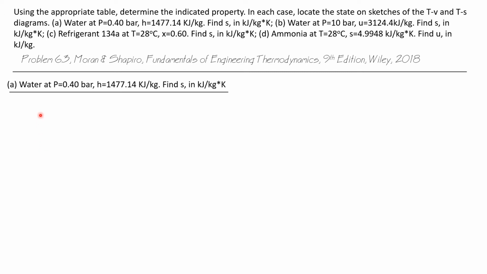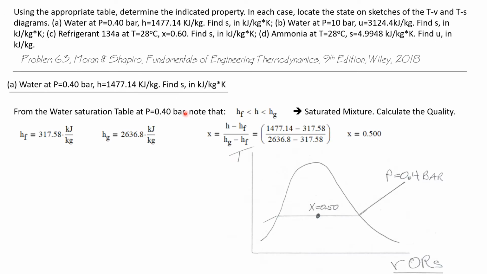Let's look at the first one. This will be water at a pressure of 0.4 bar. It has an enthalpy of 1477.14 kilojoules per kilogram. And we're asked to find the specific entropy in kilojoules per kilogram K. So as always, when we have an unknown phase, we'll start in the saturation table.